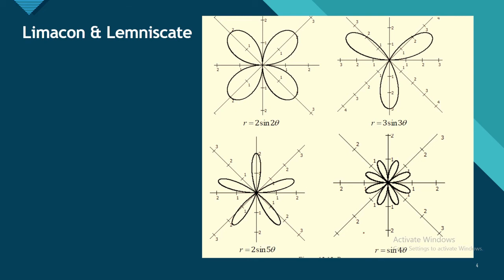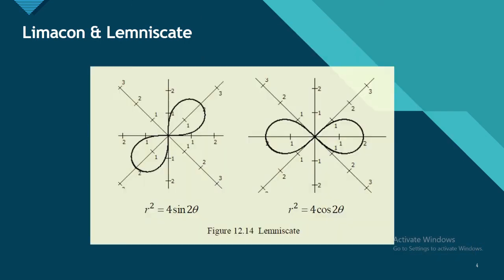So this one is what we call Limacon. They appear like the petals of a flower. And this one would be the Lemniscate. So this is how you present your equation for Lemniscate.